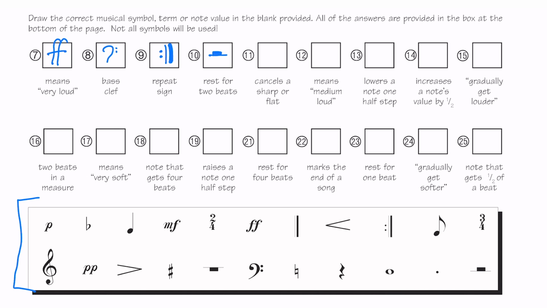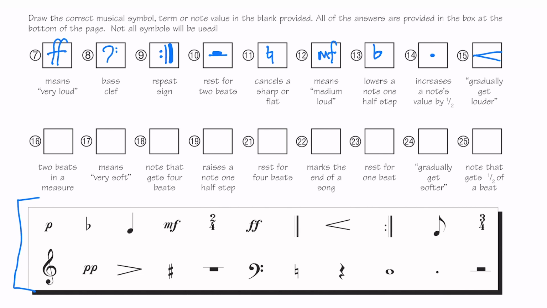Looks like a hat. What cancels a sharp or flat? A natural sign. Medium loud, medium, which is going to be M, loud, which is going to be F, MF, mezzo forte. Lowers a note a half step. Remember, an accidental that lowers a note is called a flat. What increases a note's value by half? If I put a dot behind a note, it increases its value by half. Gradually get louder. I'm going to think greater than.